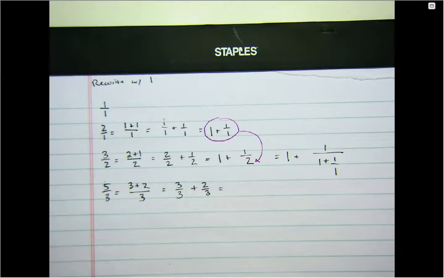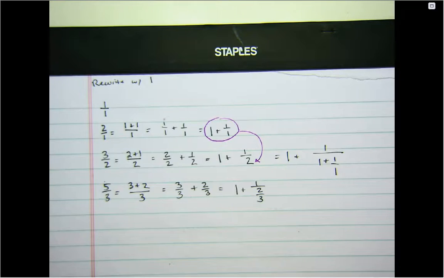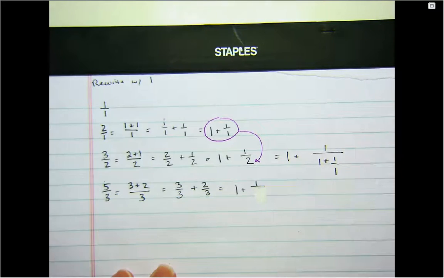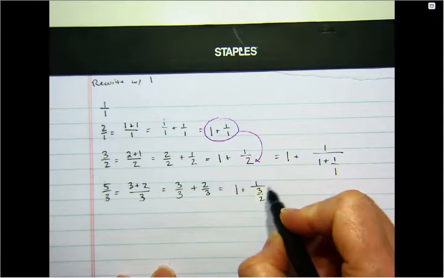So the 3 over 3 is a 1. The 3 over 3 is a 1. The 2 over 3, I wrote that down wrong, didn't I? The 2 over 3 I'm going to write as 1 over 3 over 2.